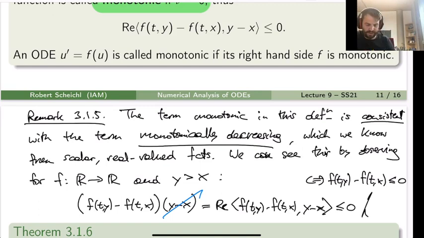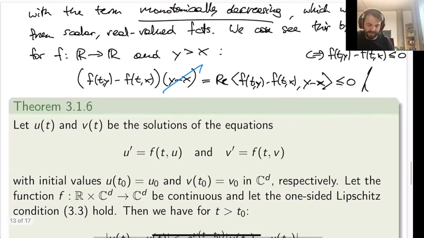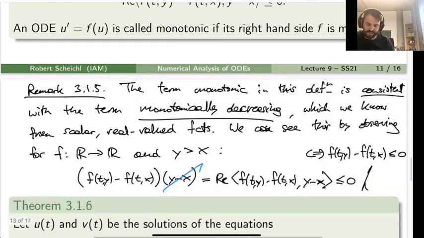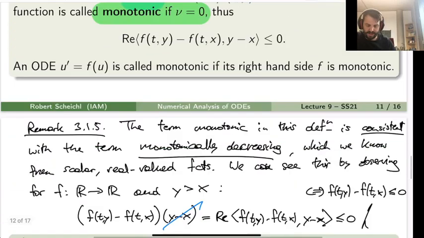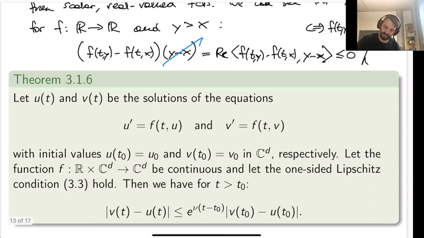So here is now a sharper stability result. It uses again Gronwall's inequality, but now instead of assuming the standard Lipschitz condition, we assume this one-sided Lipschitz condition, and under this one-sided Lipschitz condition for f, we have this new stability result. So this is now again stability under one-sided Lipschitz condition.